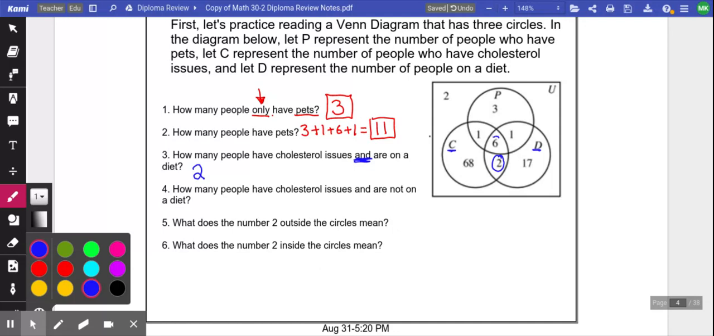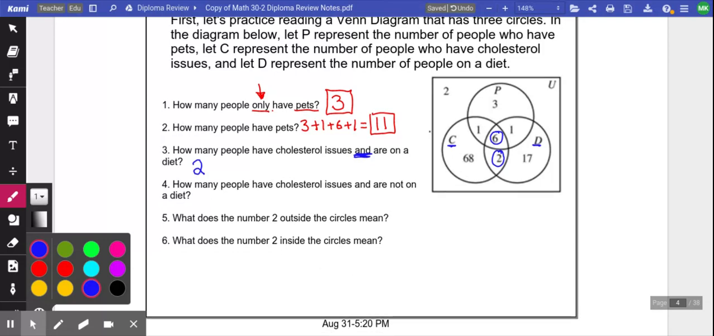These 6 also have cholesterol issues and are on a diet. The difference between these two groups is the number 2 doesn't have a pet, the number 6 does have a pet. But this question never asked me anything about having pets. All it cared about was, do you have a cholesterol issue? Are you on a diet? So I would have to add those two together to find that there's 8 total people that have cholesterol issues and are on a diet.